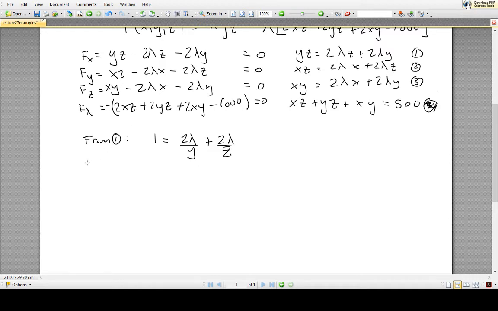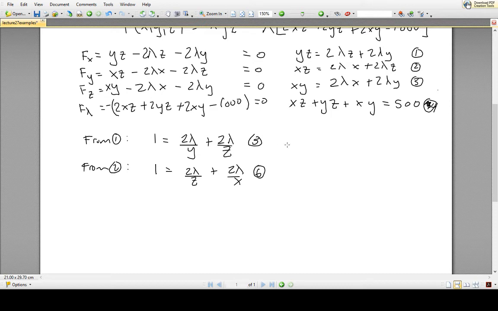And say I do the same thing, or a similar thing, to equation 2. What do I get? I'm going to divide equation 2 by xz. So xz divided by xz is just 1. This term divided by xz is 2 lambda over z, because the x's cancel out. Plus, if I divide 2 lambda z by xz, what I end up with is 2 lambda over x. Okay, so I'm going to call these two equations 5 and 6.